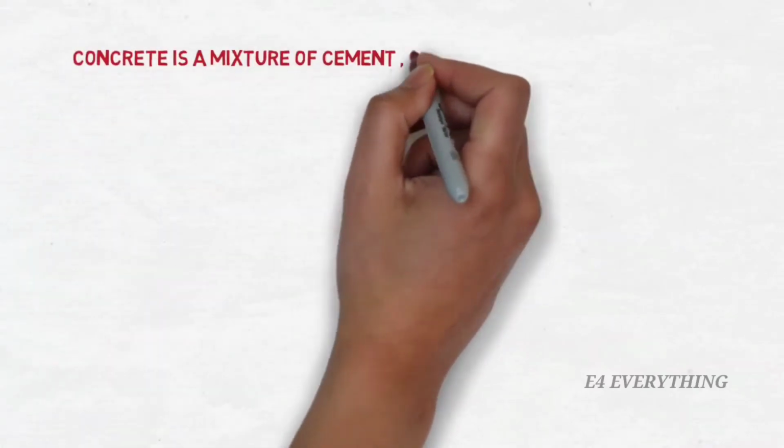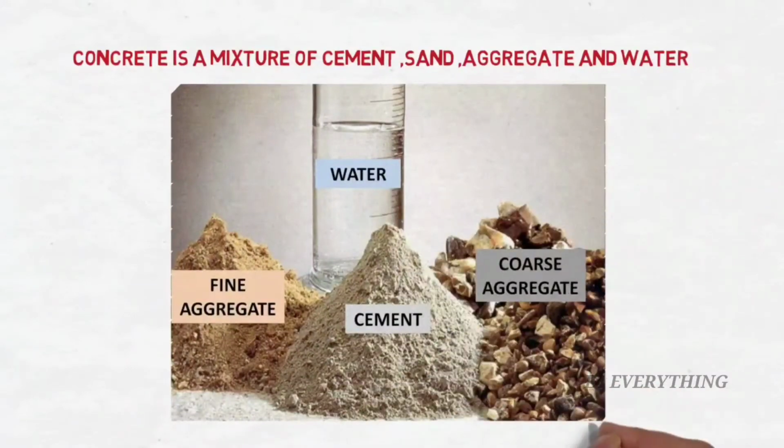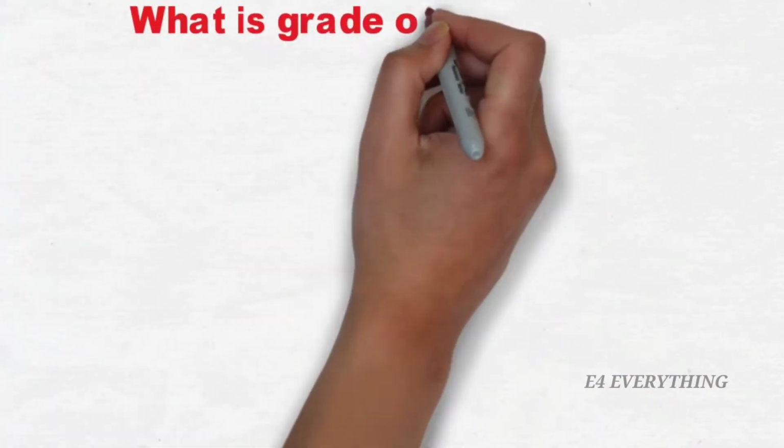Concrete is a mixture of cement, sand, aggregate, and water. What is grade of concrete?